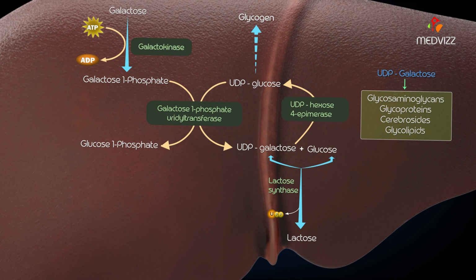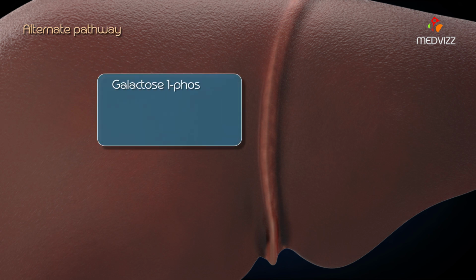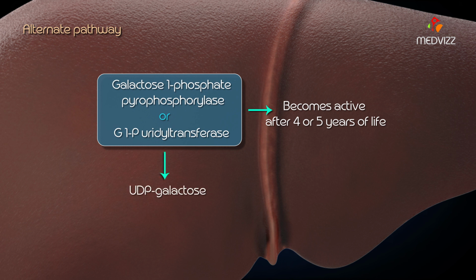The glucose 1-phosphate, which is produced in the earlier step we discussed, is converted to glucose 6-phosphate in the presence of an enzyme phosphoglucomutase. This glucose 6-phosphate enters into glycolysis. And what is the alternative pathway for this? An enzyme called galactose 1-phosphate pyrophosphorylase or UDP-galactose pyrophosphorylase in the liver, which becomes active only after 4 to 5 years of life, produces UDP-galactose directly, which can be epimerized to UDP-glucose.